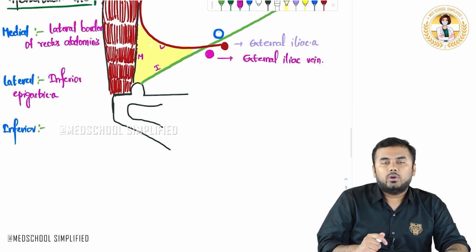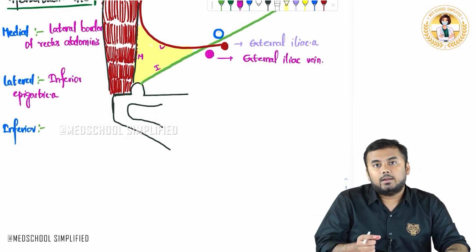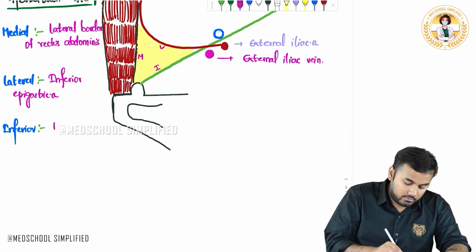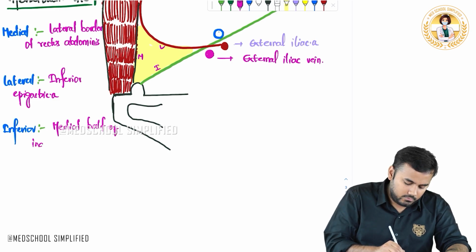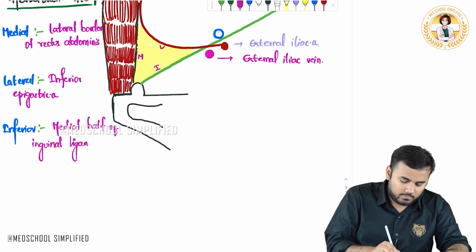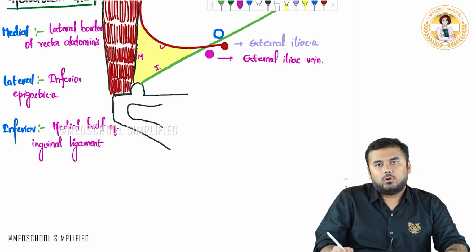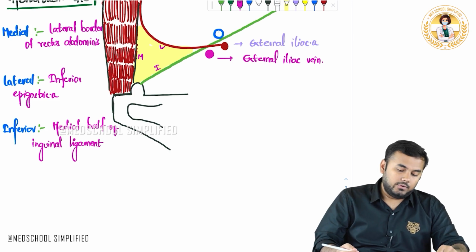And inferiorly, what do I have? Inguinal ligament. Which inguinal ligament? Medial half of inguinal ligament. So, medial half of inguinal ligament I have got. Okay.